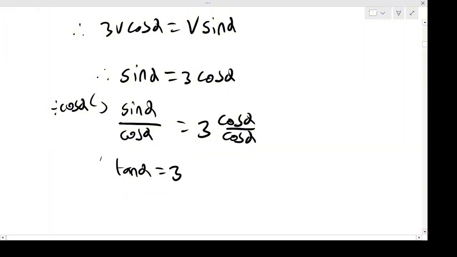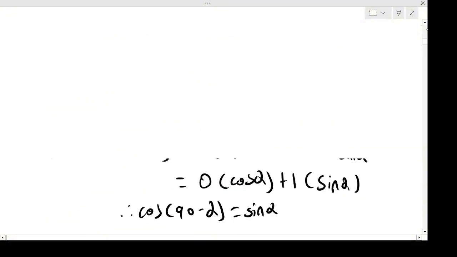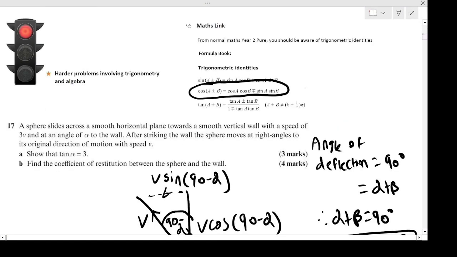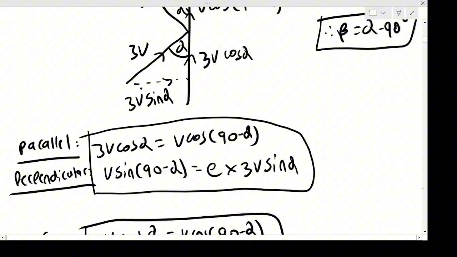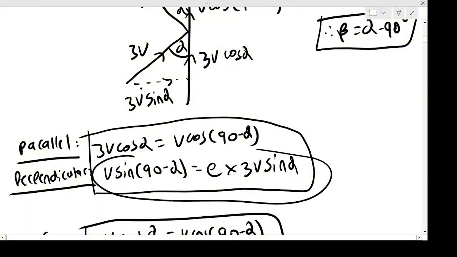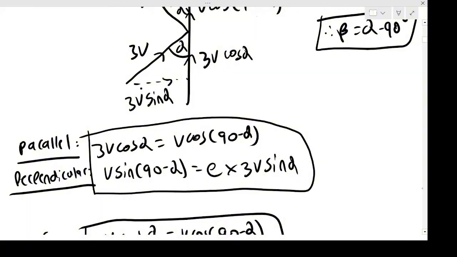So yes, you do need to be comfortable with trig identities. You should have them in the back of your mind. Then you can simplify equations like this. But there you are. Hopefully the steps do make sense. Now in part B, it's asking for the coefficient of restitution. The equation that involves restitution is going to be this second equation here. So let's consider that.